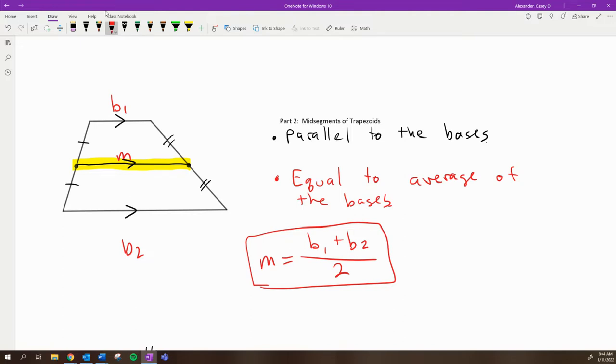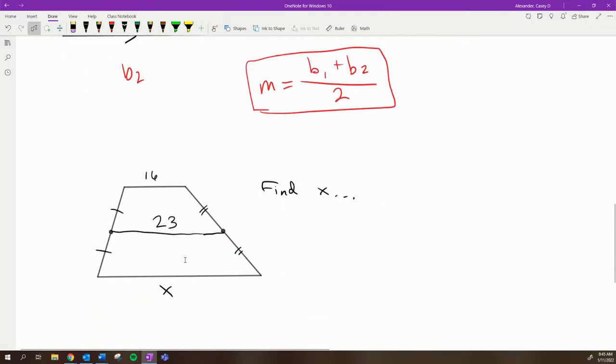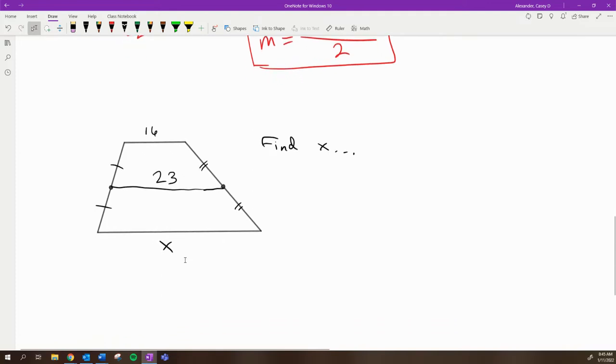And so we can still use the whole corresponding angles and same side interior angles and so on to find various angles, and you'll do that in a little bit. But finding the length of midsegments or other bases can be useful as well. So here I have one last example for this video where I said find X. Okay, and so what I know is that base 1 is 16 and the midsegment is 23. And I'm supposed to find base 2.